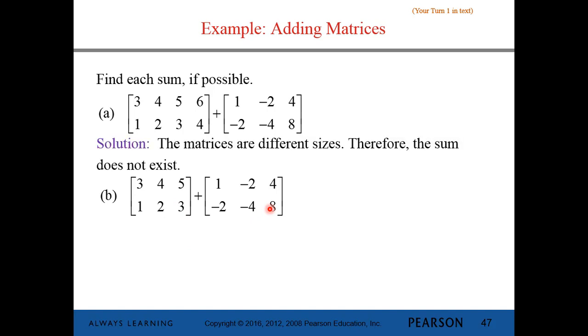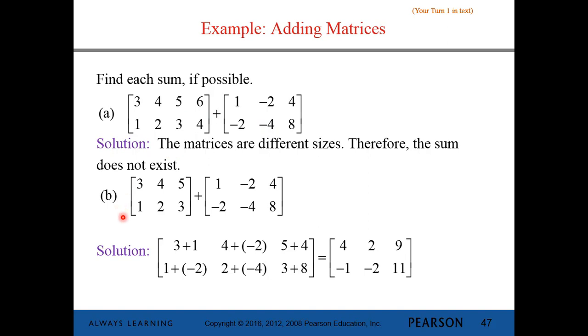Okay, so again, the sum does not exist for part A because they don't have the same size. And here, since these are the same size, we can add them, and we add them element by element. Okay, just like we did here. And so here's the matrix.